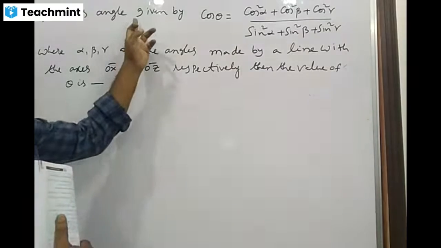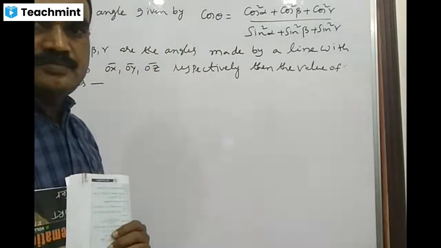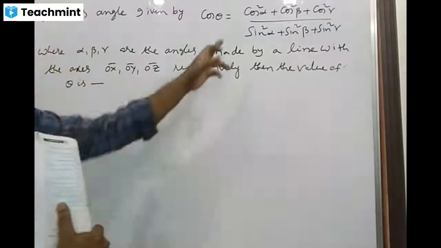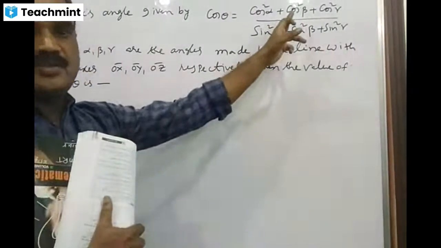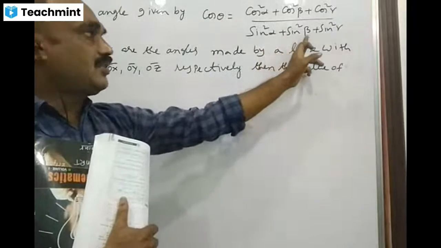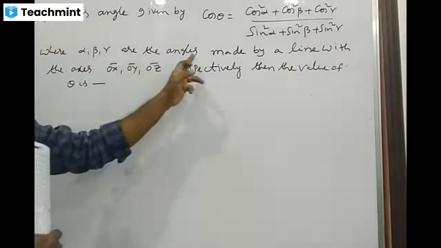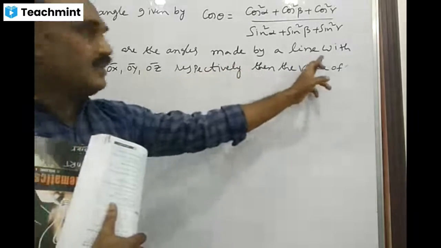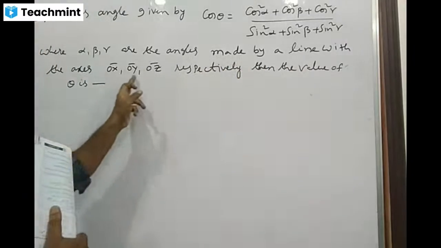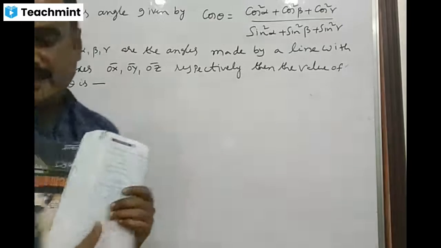If theta is the angle given by cos theta is equal to cos square alpha plus cos square beta plus cos square gamma by sin square alpha plus sin square beta plus sin square gamma, where alpha, beta, gamma are the angles made by a line with the axes OX, OY, OZ respectively, then the value of theta is.